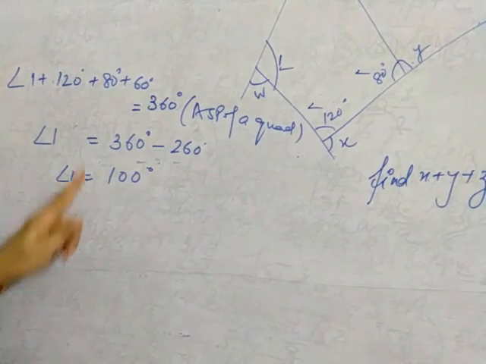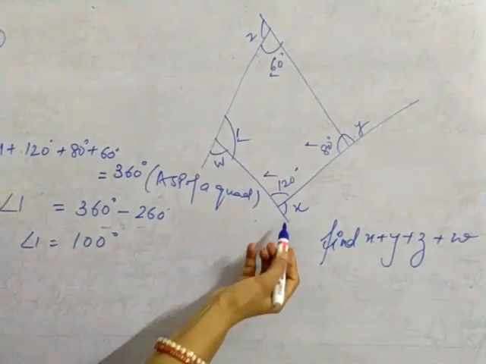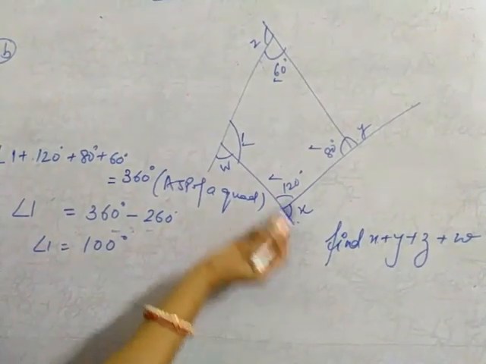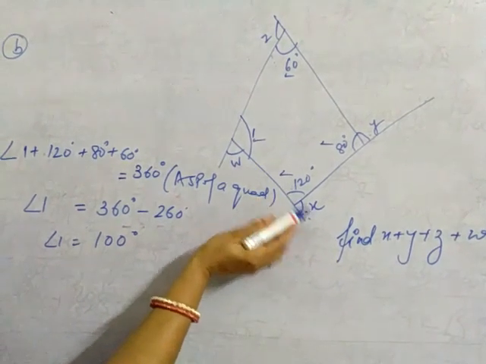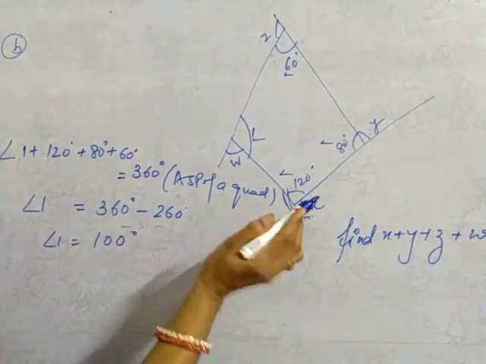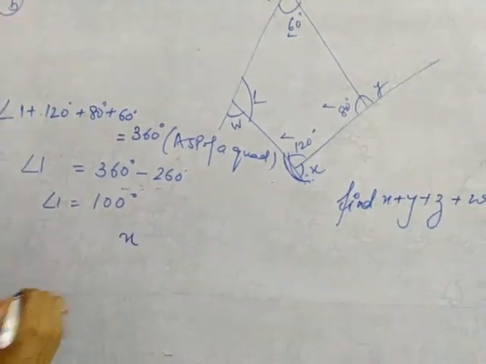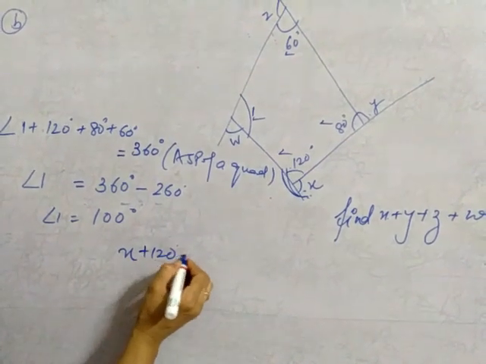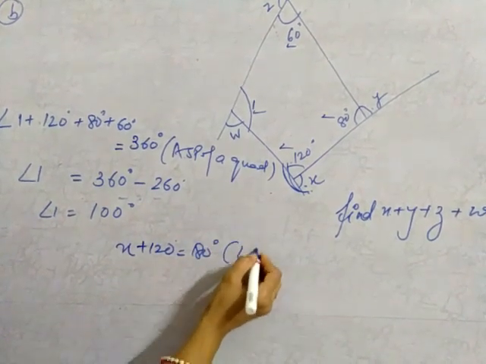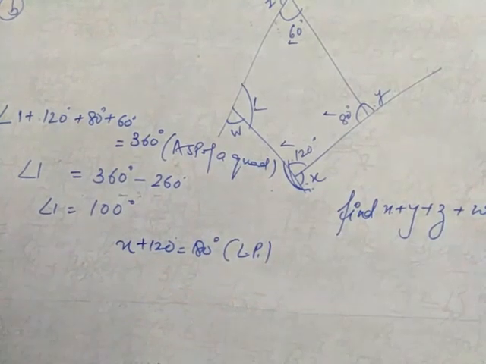Now angle 1 is calculated. Now can you calculate x? Same as in the last part we have calculated. Now x plus 120 is equal to 180. They are making linear pair. So you can calculate x. X plus 120 is equal to 180 degree, that is linear pair. And calculate the value of x.